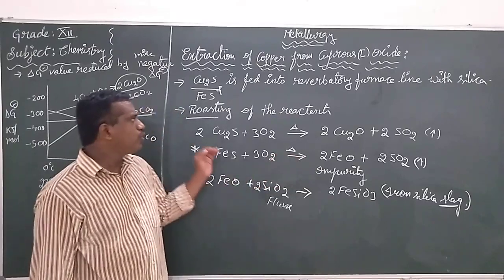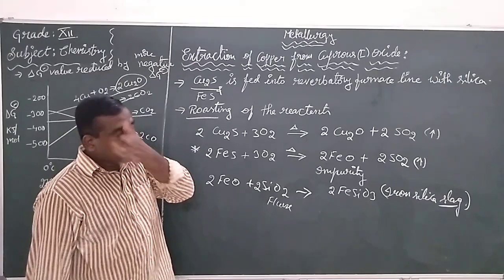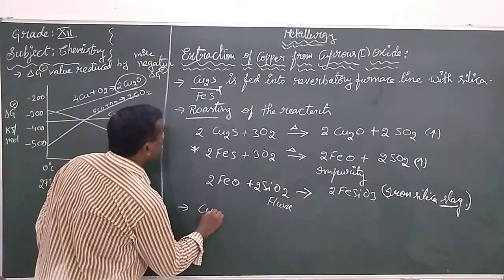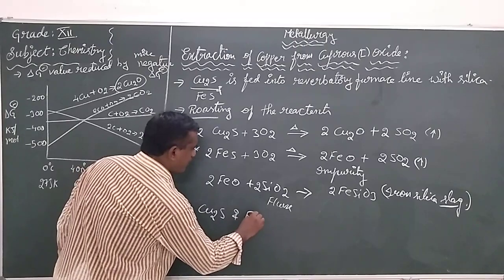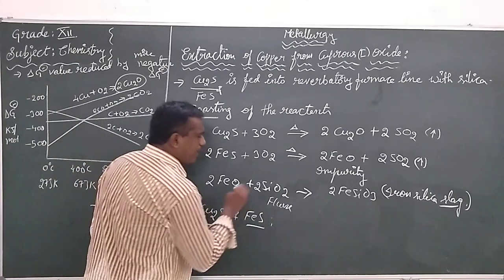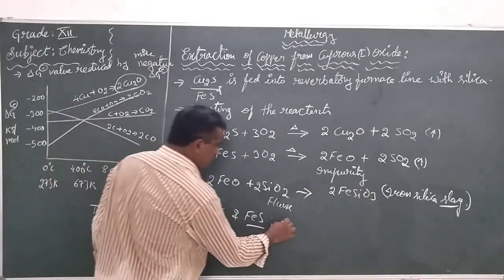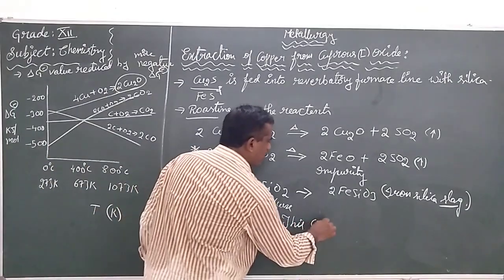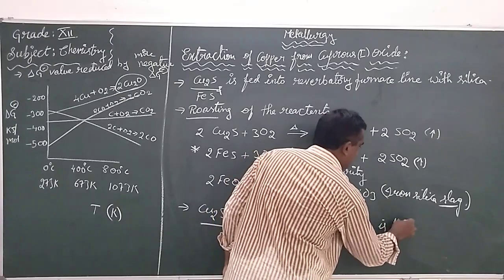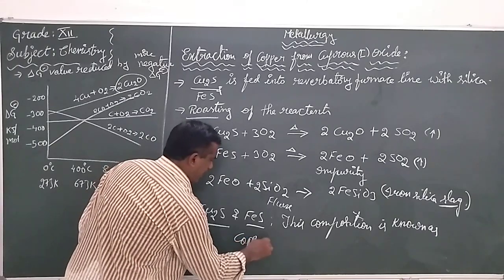Now this is formed due to the roasting of the Cu2S and FeS. This composition of Cu2S and FeS is present in the starting. It was questioned in many of the objective questions. What is this composition known as? This composition is known as copper matte.